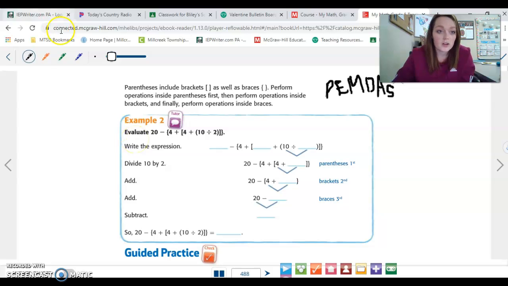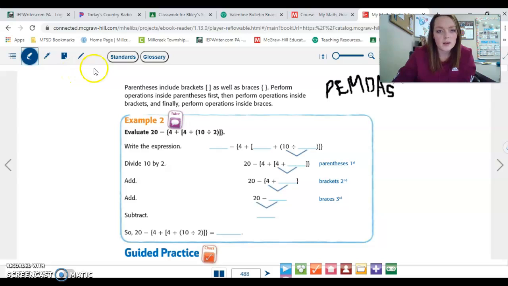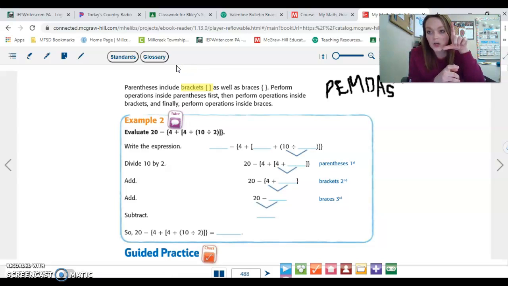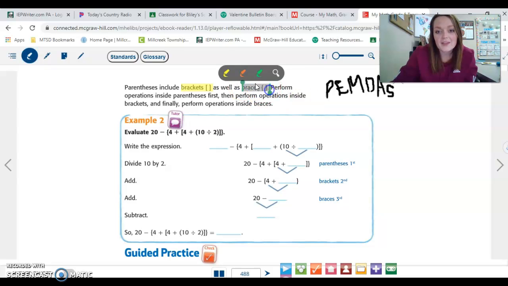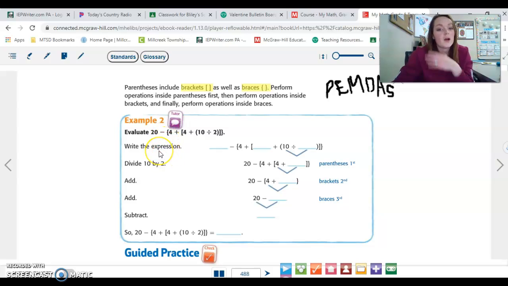So before I even get started, there's some new things that Mrs. Bliley needs to talk about as we're being introduced to 5th grade and not 4th grade math anymore. So parentheses include brackets. This is what brackets look like. They kind of have straighter points at the end like this, and they're not curved like parentheses. And we as well have braces. So we're introducing brackets and braces. Now, they're inside of parentheses.